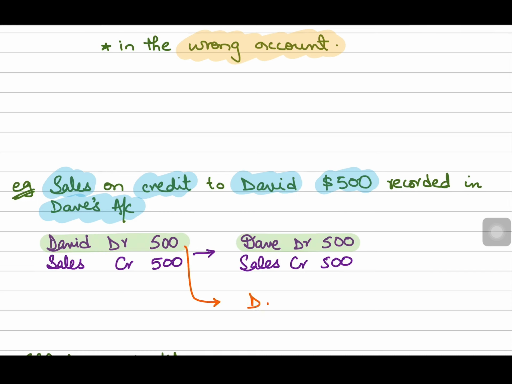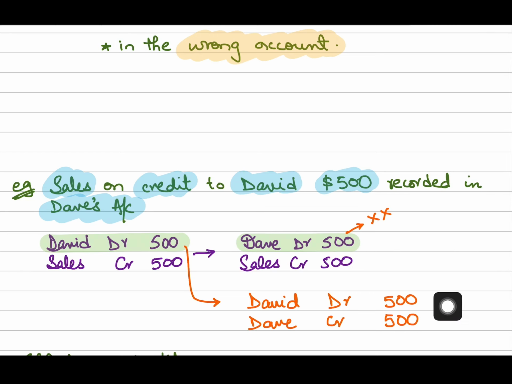So David should have been debited in the first place, right? David will now be debited for the correcting entry, and Dave had nothing to do with this transaction, so he was incorrectly debited. Now to eliminate the effect from his account, I will be crediting Dave by 500, right? Previously he was debited, now he will be credited, and then there will be no effect because of this error in his account, and I'll be establishing a debit entry in David's account as well.